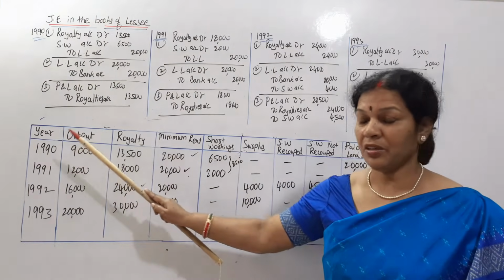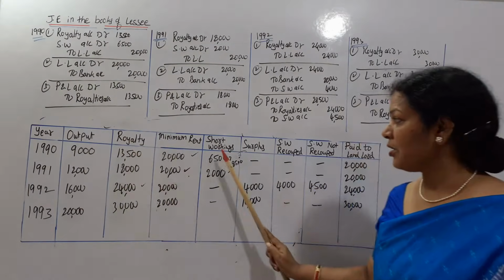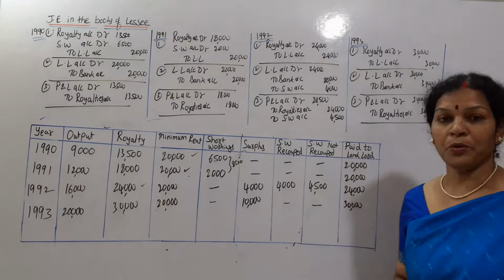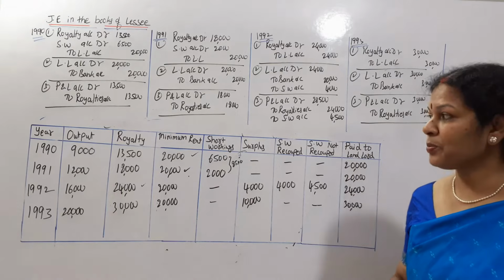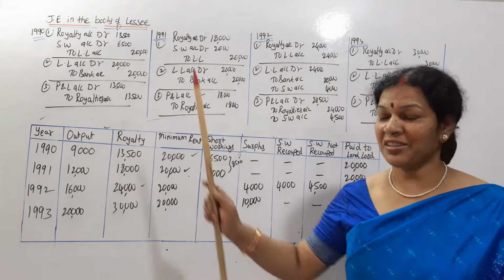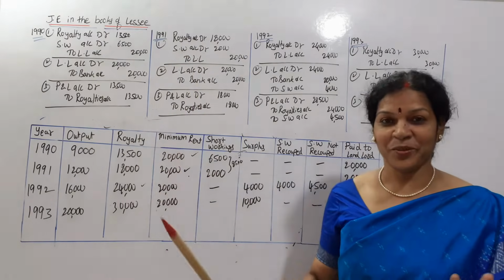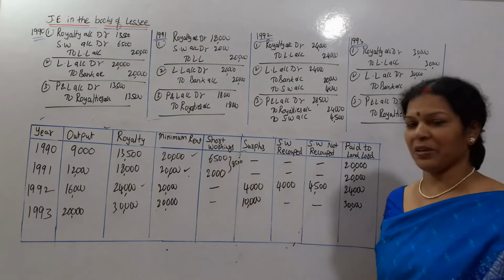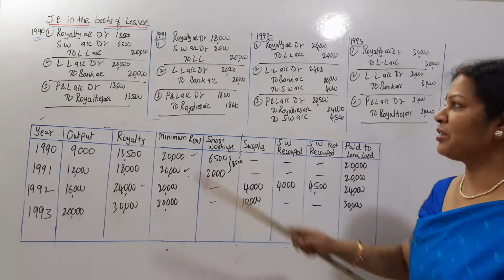Am I clear? First year, first entry is royalty debtor, short workings debtor to landlord. Second entry, landlord account debtor to bank account. Third entry is profit and loss account debtor to royalty account. See, I told you without looking at the journal entries, no? Simple, easy to remember. In the same way, second year also. Second year also we have short workings, so once again the same entry comes.